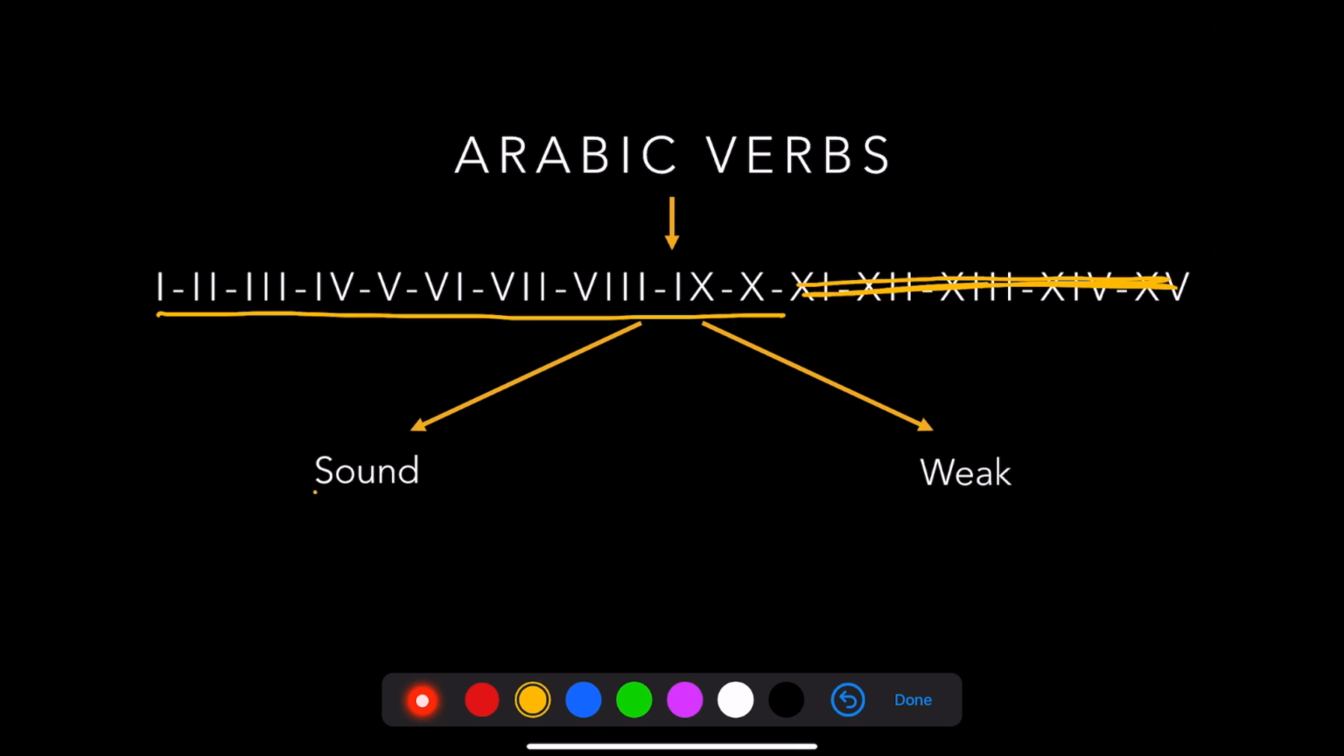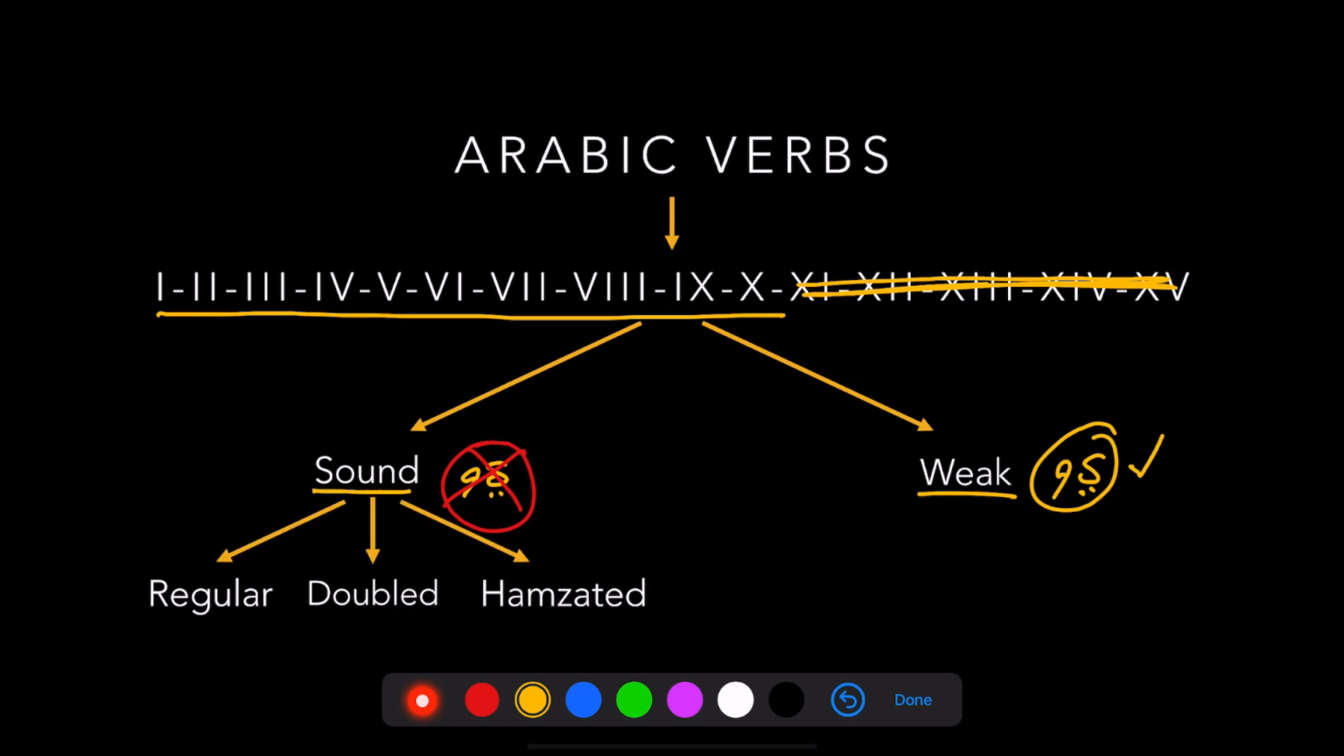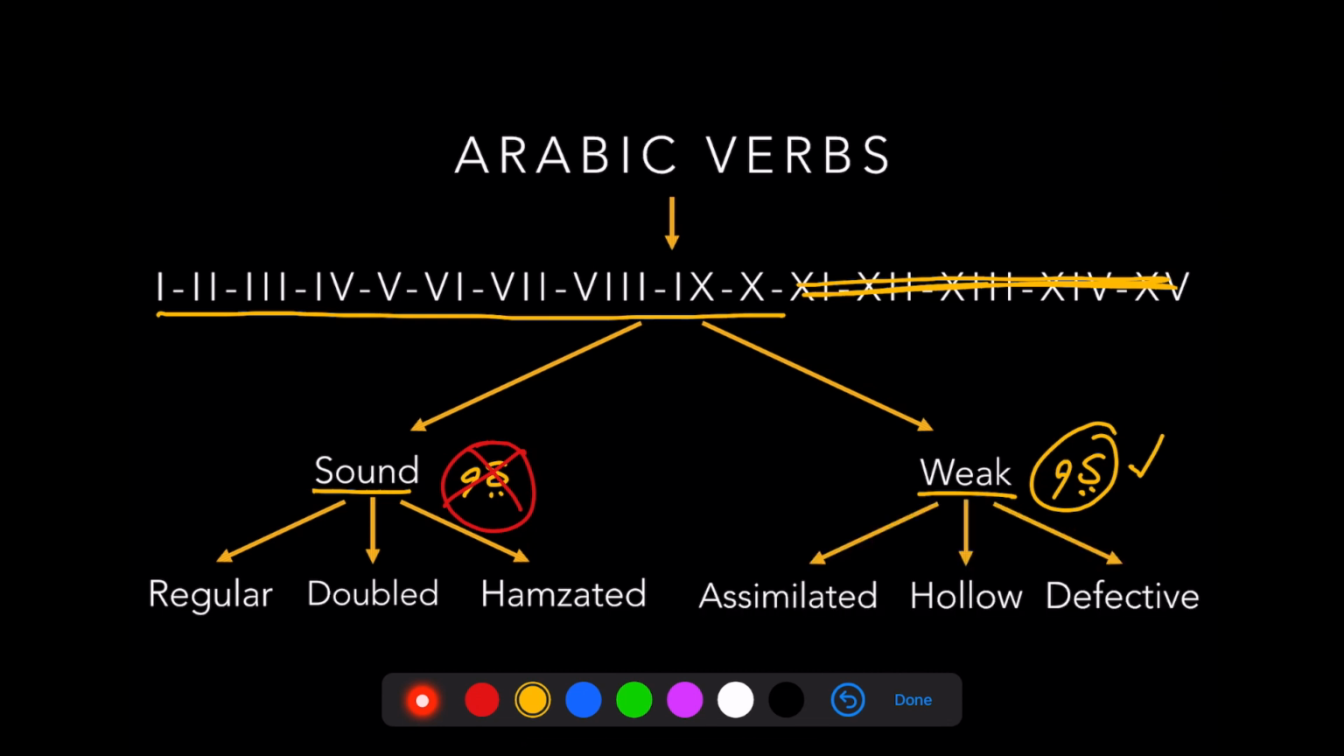We have sound verbs and weak verbs. Sound verbs, or الفعل الصحيح, are verbs that don't have a waw or a ya in the root. And weak verbs, or الفعل المعتل, as they're referred to in Arabic, are verbs that have a waw or a ya in the root. Sound verbs can be regular, doubled, or hamzated, and weak verbs can be assimilated, hollow, or defective. Don't worry if this sounds like a lot.